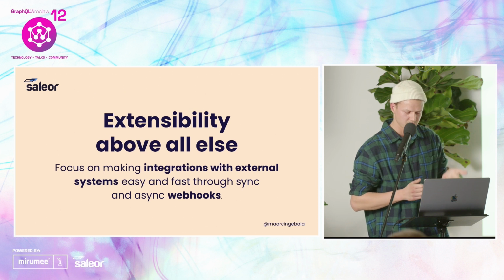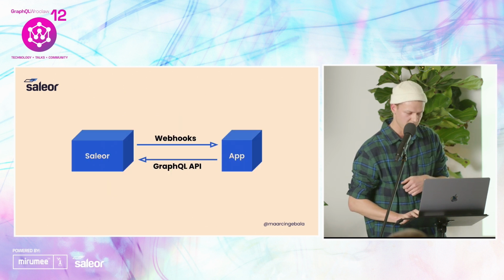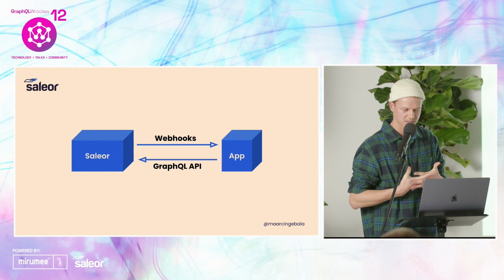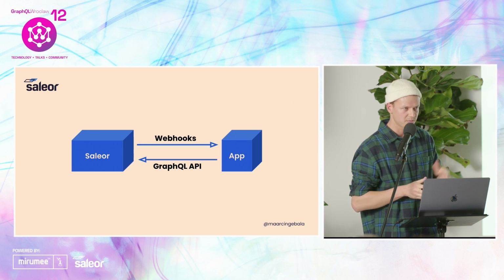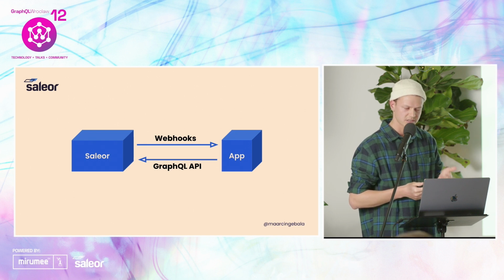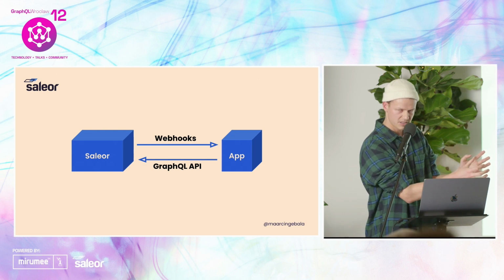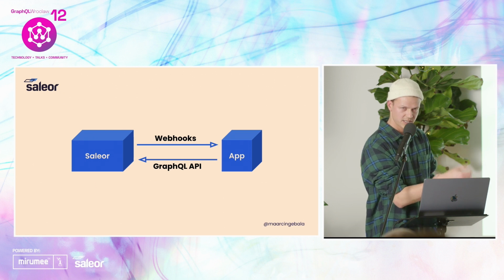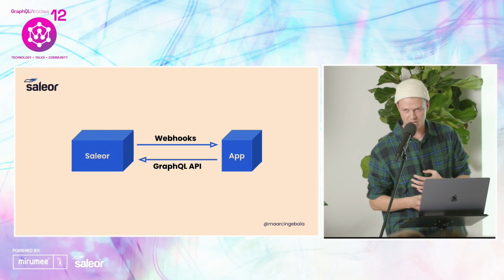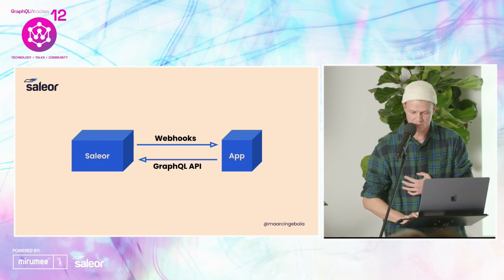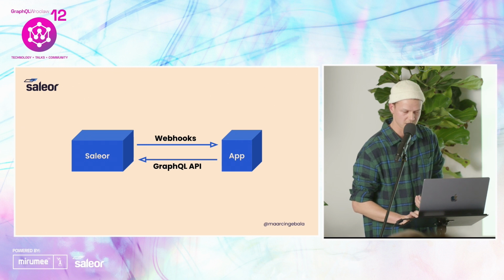And to achieve extensibility, we use webhooks. I think most of you should be familiar with webhooks. Now most web platforms support webhooks. This is basically a way to communicate with external services. So we have Saleor, which is one service, and we have different services which we call apps, and they can get notified about stuff that happens in Saleor through webhooks. At the same time, they can also fetch data from Saleor through the GraphQL API. So this is two-way communication between different systems.